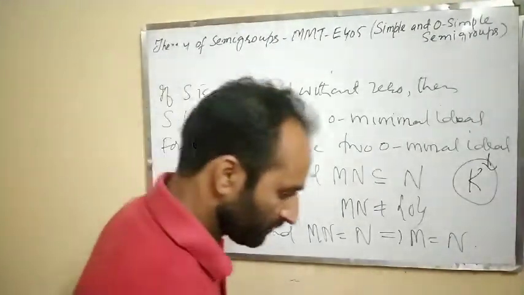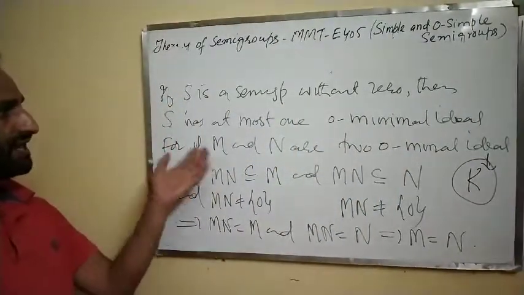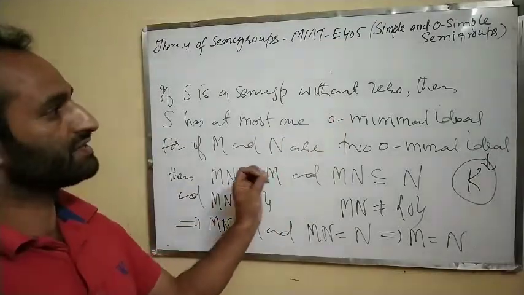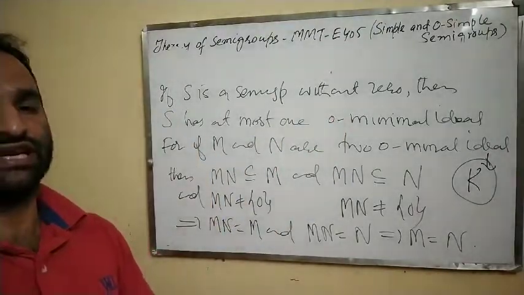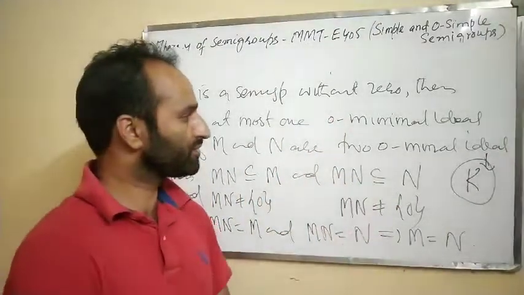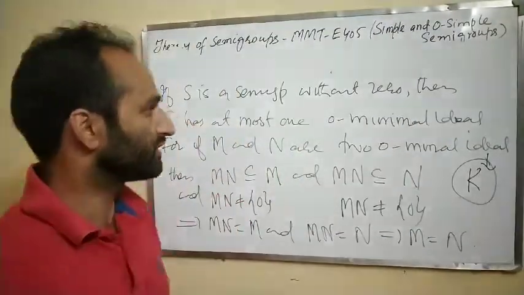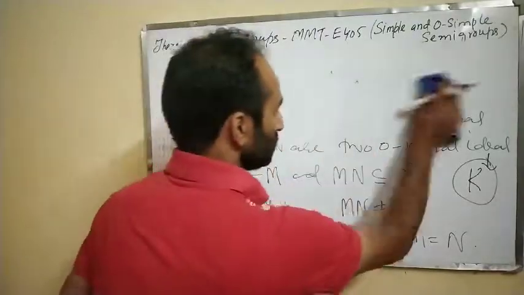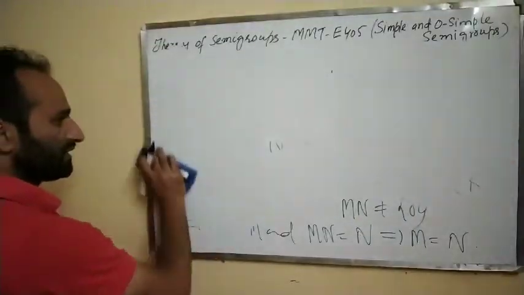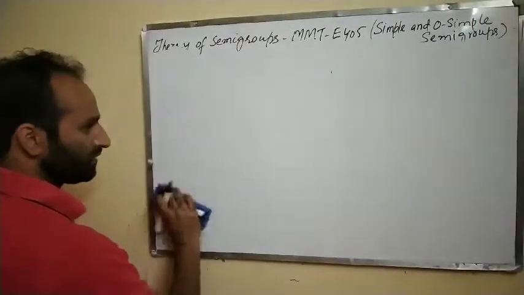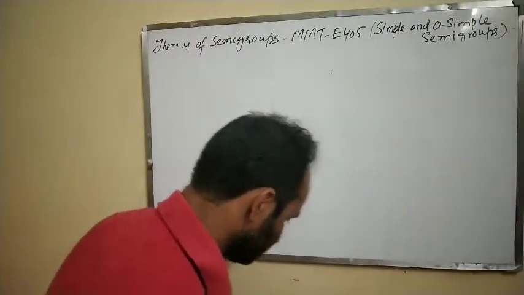Thus, for a semigroup without zero, it has no zero minimal ideal or exactly one zero minimal ideal, and that unique zero minimal ideal is called the kernel of the semigroup. So the next theorem, which follows from the previous theorem, you can do yourself. I will only write the statement here.